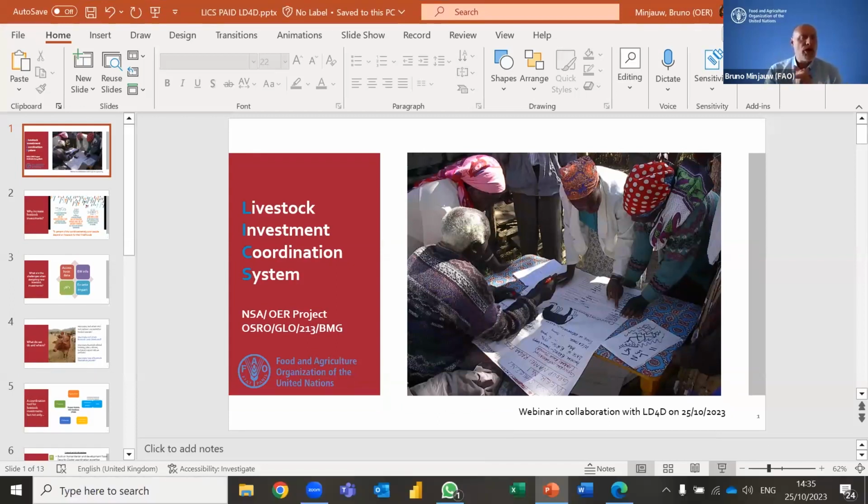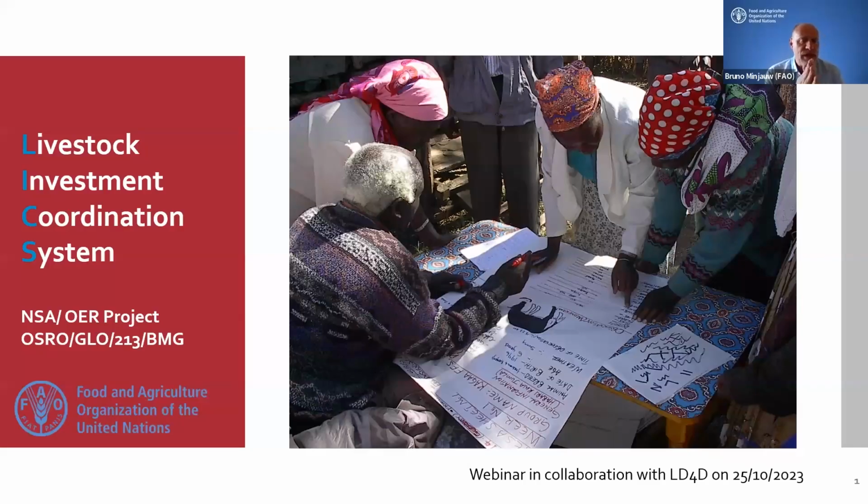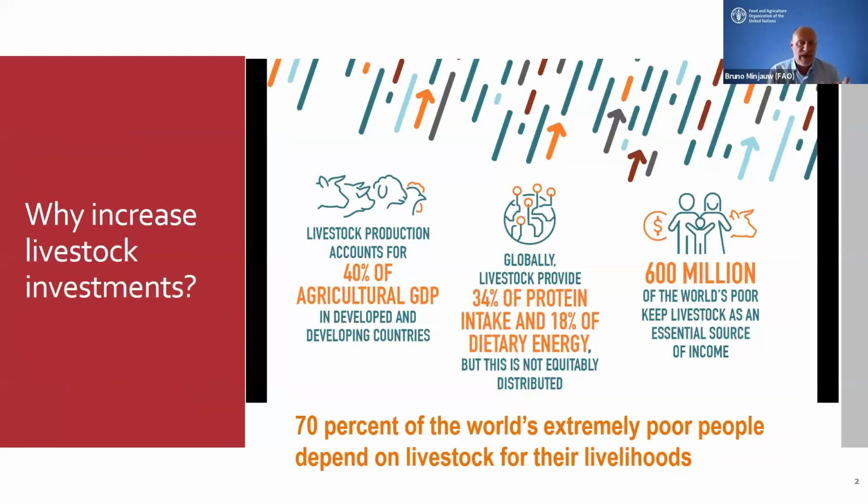So the project we would like to present today is a project funded by the Bill and Melinda Gates Foundation that is just over a year old now. It's called the Livestock Investment Coordination System and is a project between the NSA, which is the Animal Health and Production Department in FAO, and the Office of Emergency and Rehabilitation. So why we think that we should increase livestock investment, and when we talk about investment, it is all activities that support people owning livestock.